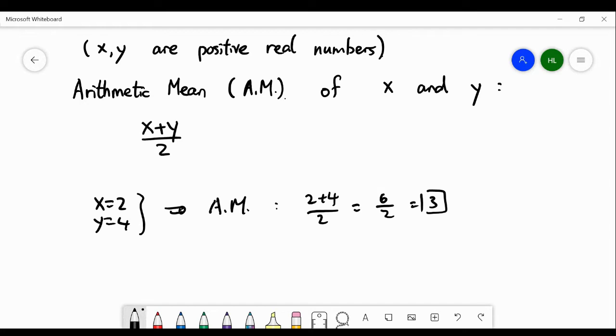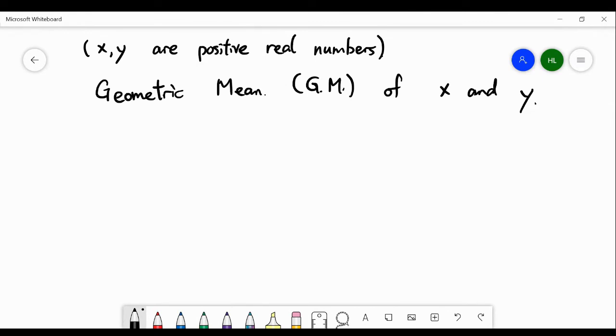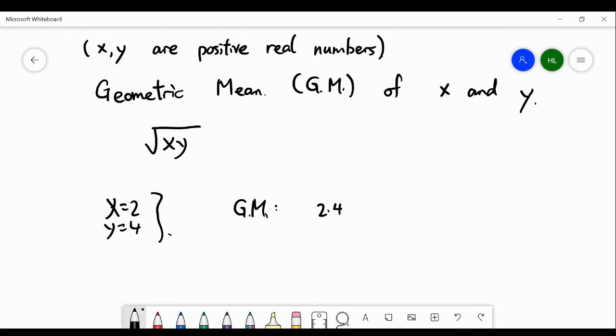And the next mean, the geometric mean. Some people call it the GM of x and y, and it is basically the square root of the product of x, y. For example, let's say x is 2 and y is 4. The GM then is going to be 2 times 4 first, which is 8. Then you take the square root of this, and you can compute it by calculator. It's going to be 2.8 something.